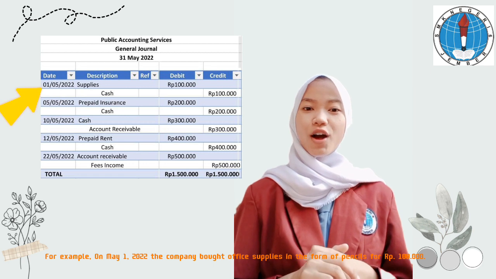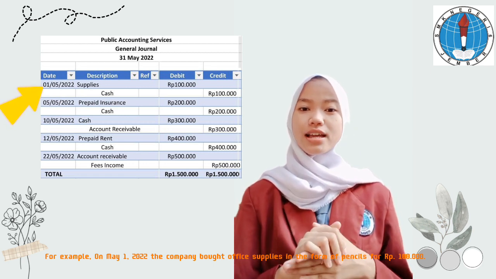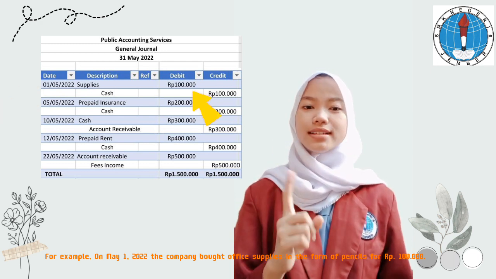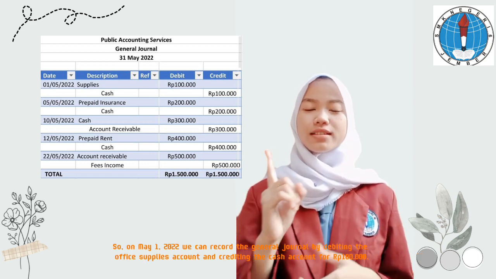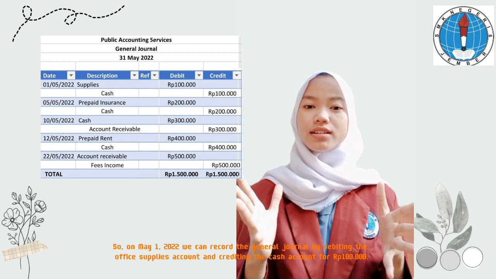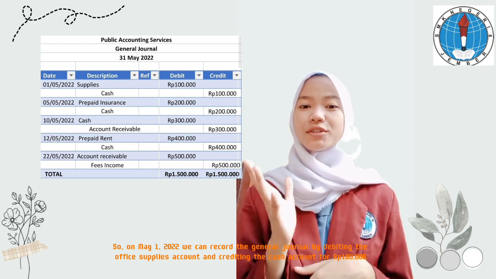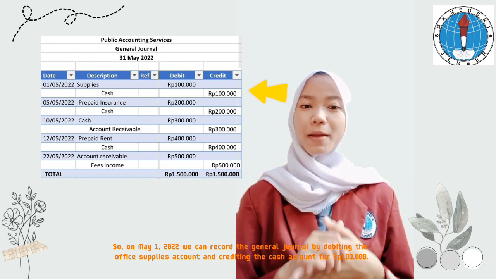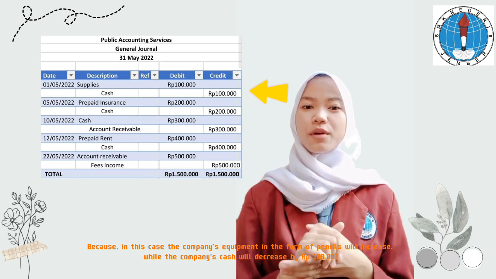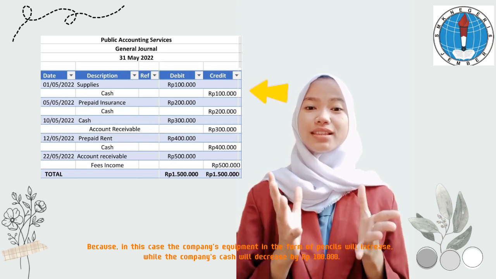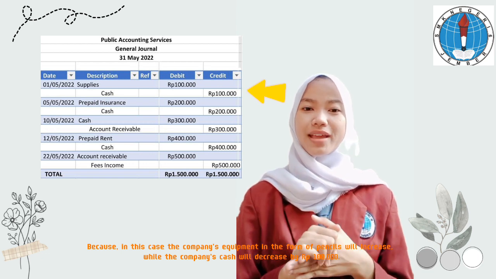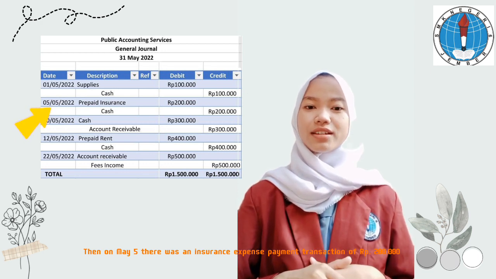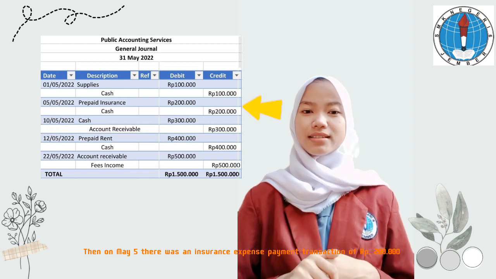Okay, for example, on May 1st, 2022, the company bought office supplies in the form of pencils for 100,000 rupiahs. So, on May 1st, 2022, we can record the general journal by debiting the office supplies account and crediting the cash account for 100,000 rupiahs. Because in this case, the company equipment in the form of pencils will increase while the company cash will decrease by 100,000 rupiahs.